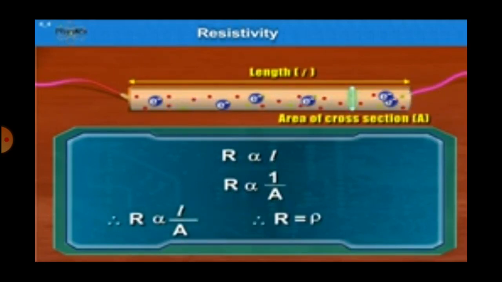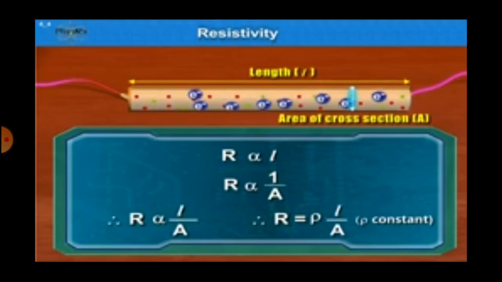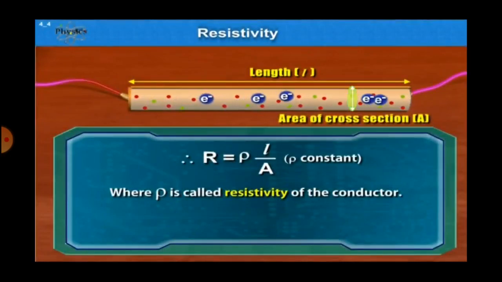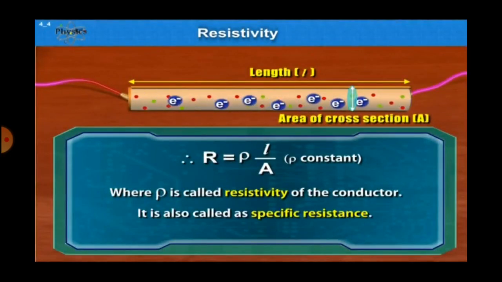And in order to remove the proportionality, R is equal to rho L by A. Here rho is called the constant of proportionality. That rho is called the resistivity of the conductor. It is also called the specific resistance of the conductor.